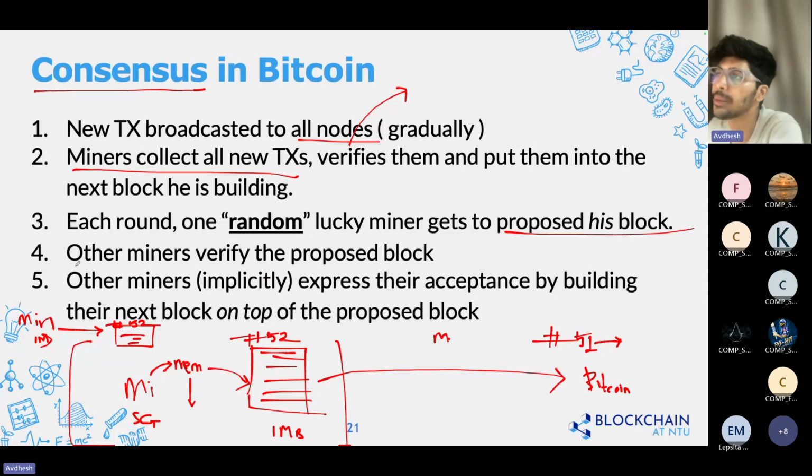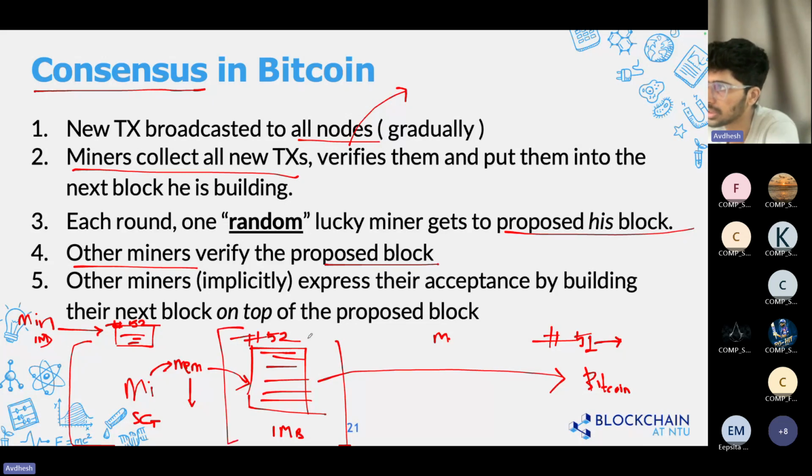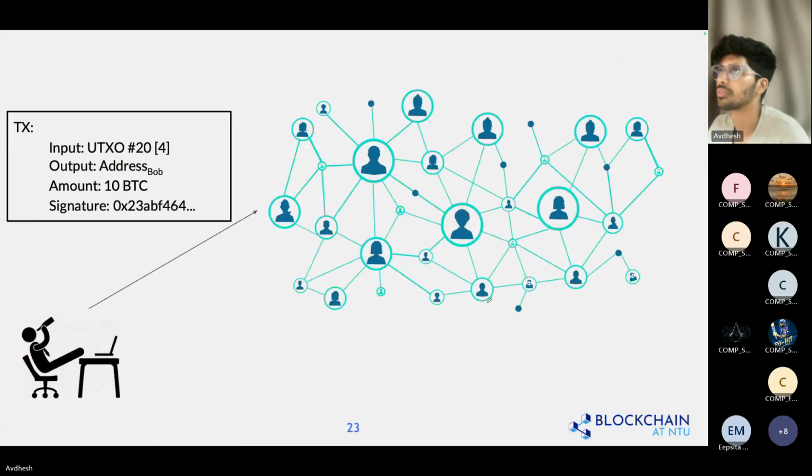Other miners also verify the proposed block, and they implicitly express their acceptance by building their next block on top of the proposed block. So let's suppose the Bitcoin system, for example, appends this block of the miner sitting in Singapore. Then what happens to this other block as well, right? That is another question we have. So I'll discuss this in more detail.